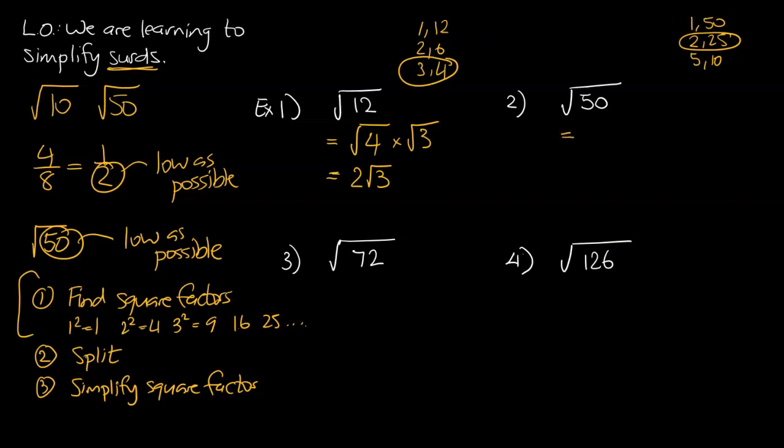So I'm going to split, and again, the square root of 25 goes first because that's the square number. And I'm going to multiply that by the square root of 2. And noting 25 times 2 gets me to that 50. After that, I'm going to simplify the square factor part. So the square root of 25 is 5. So this here is going to be 5 times the square root of 2.